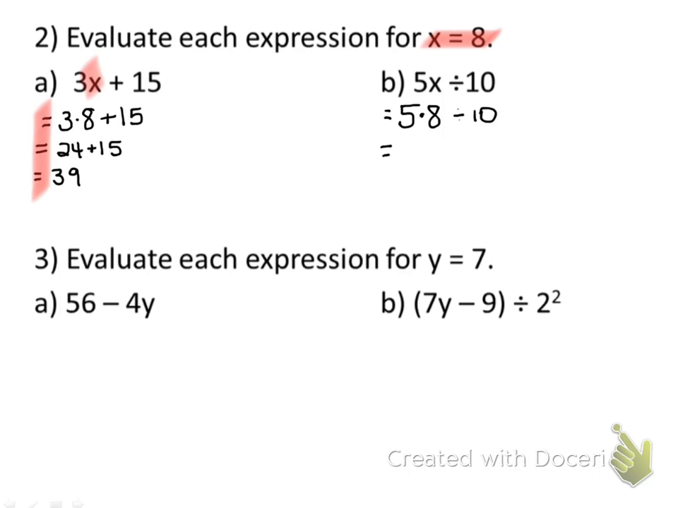In PEMDAS, when we have both multiplication and division, we go from left to right. So we'll start with 5 times 8. That gives me 40 divided by 10. Now 40 divided by 10 is 4.